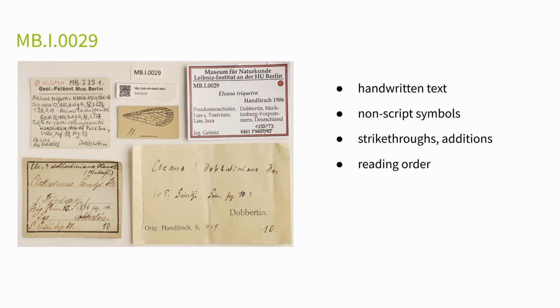Then another challenge is that on these labels, we have non-script symbols, which also have important meaning. Like, for example, this red dot, which means we're talking about a type specimen in this case. Then we have such parts as strike-throughs or additions. And we still have to figure out a good way, first of all, to recognize these different parts, and then also to extract the relations between these different parts of the transcript. And it may well be that you're not interested in strike-throughs because it indicates that this information is no longer valid, but then there may be other use cases where the whole history of changing these micro-documents comes into play.